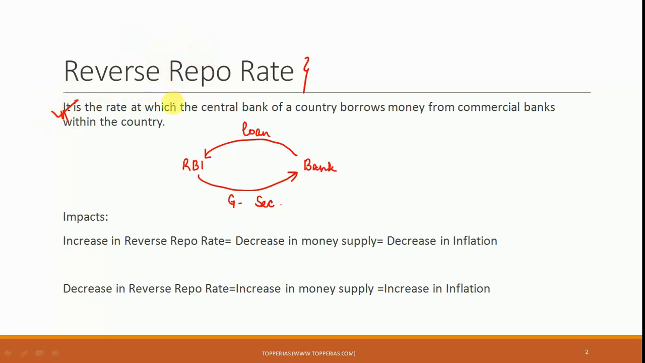So in repo, the banks were taking a short-term loan from the RBI, but in reverse repo, it is the RBI which is taking a loan from the banks. This is a short-term loan. Rather, it is just called a loan by the RBI.